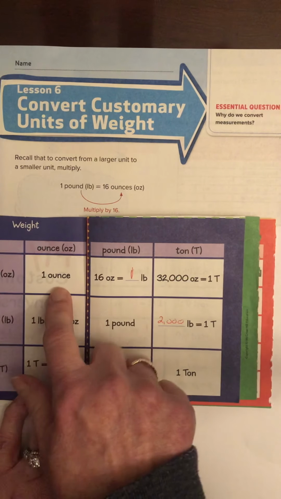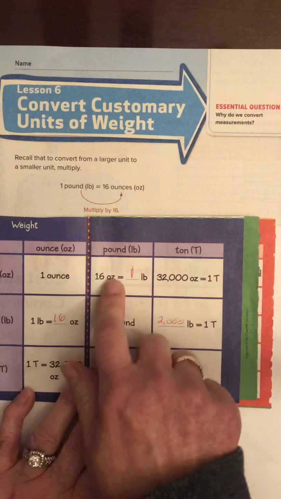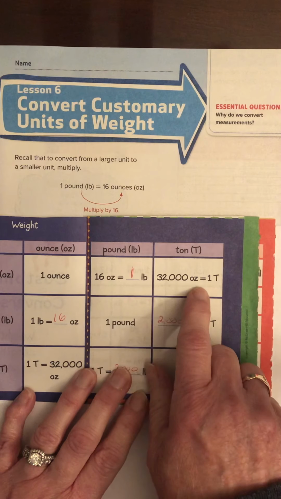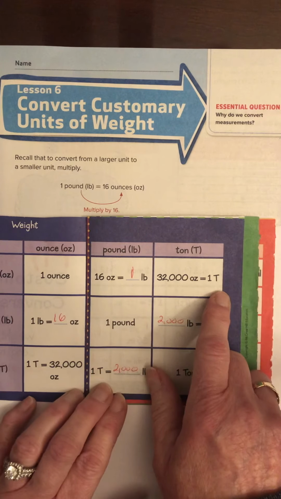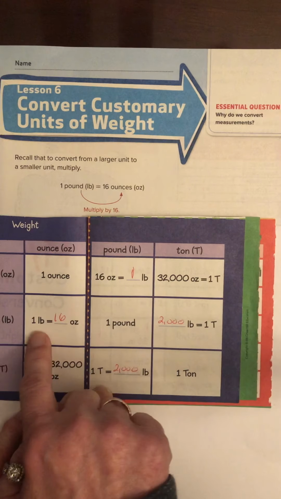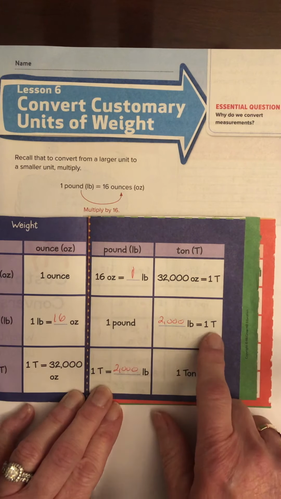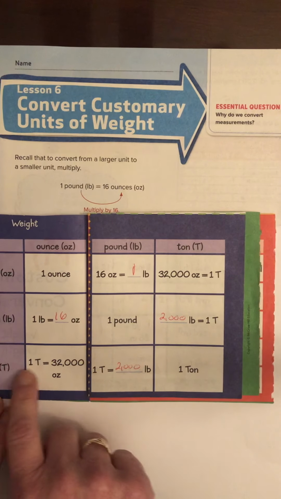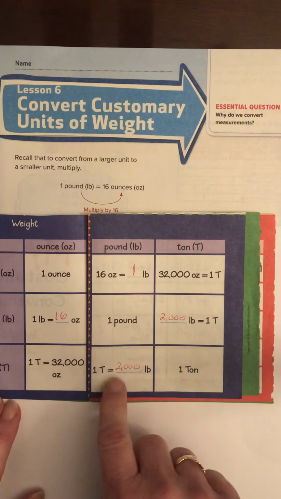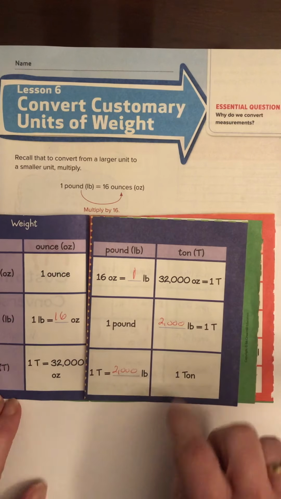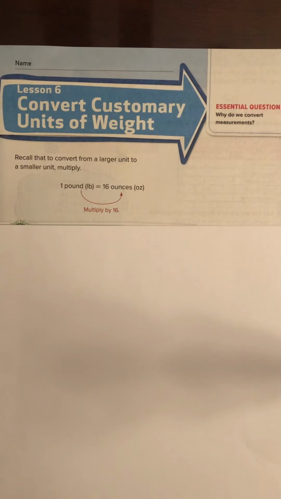So 1 ounce is here. 16 ounces equal 1 pound. 32,000 ounces equals 1 ton. Here's the pounds again. 1 pound is 16 ounces, and 2,000 pounds equals 1 ton. Okay, here we are again. 1 ton equals 32,000 ounces. 1 ton equals 2,000 pounds, and there's the 1 ton. Okay, so we're doing conversions today.